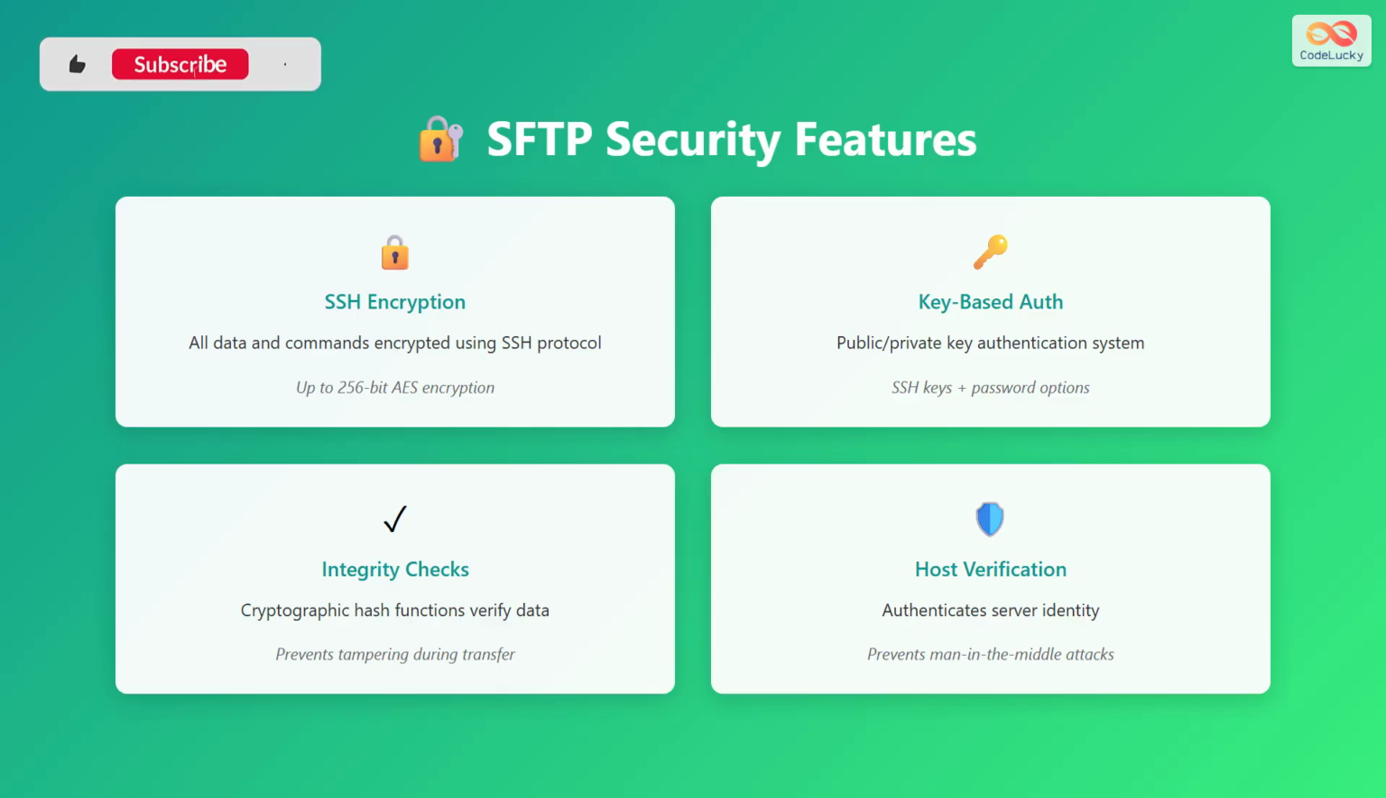SFTP provides multiple layers of security. First, it uses SSH encryption, which encrypts all your data and commands using industry-standard algorithms like AES, with strength up to 256 bits. This means your information cannot be read even if intercepted. Second, SFTP supports key-based authentication using public and private keys, along with password authentication options. This is much stronger than FTP's simple username-password approach.